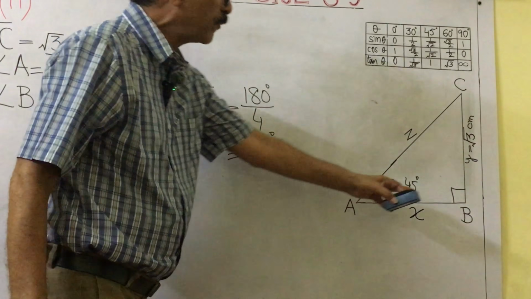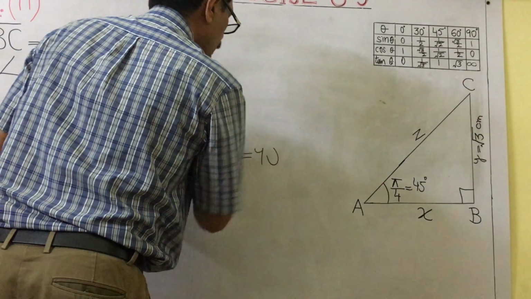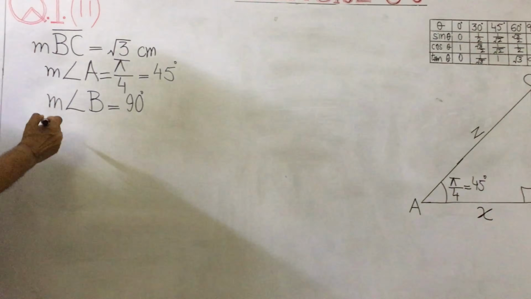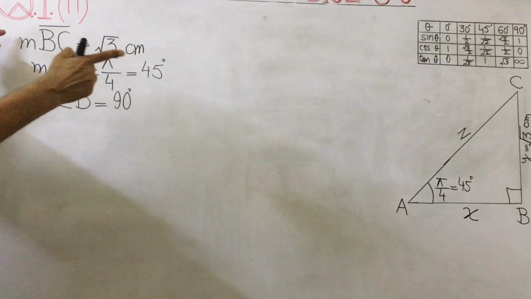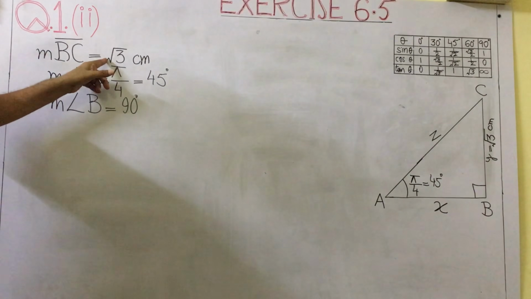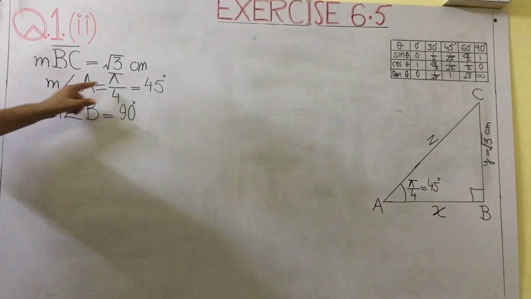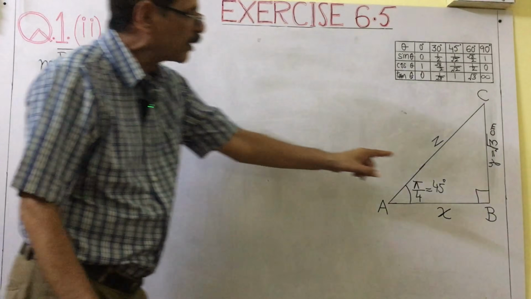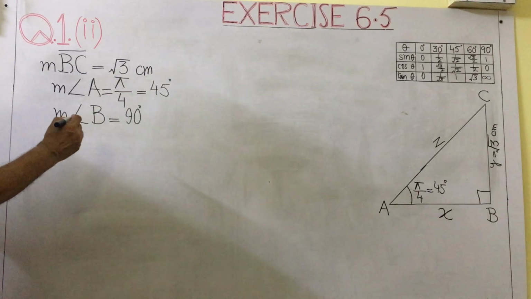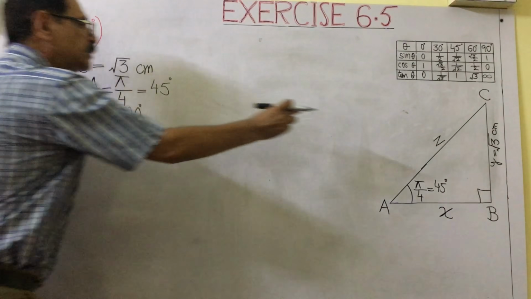And measurement of angle B is 90 degrees. So, it is a right angle triangle. First of all, collection of data. Measurement of BC is equal to square root of 3 centimeter. Measure of angle A is equal to 45 degrees. Measure of angle B is equal to 90 degrees. We have to find out x and z.